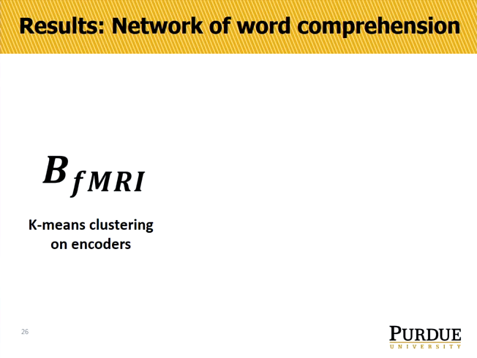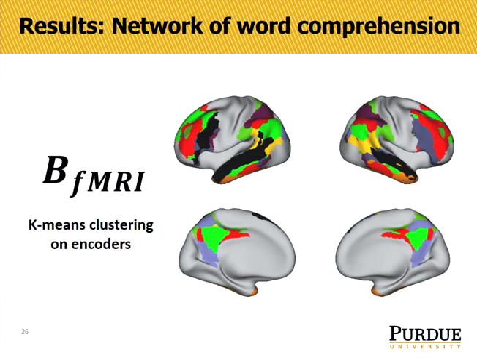To answer this question, we can do a k-means clustering on the encoders, and the result shows that we can get 9 different clusters in the best predicted areas. Most of these clusters are bilateral and contain distinct cortical regions. Notice that the fMRI responses being predicted only contain the information regarding word meanings. So this result suggests that there are probably some subnetworks in the semantic system that play different roles during word comprehension.